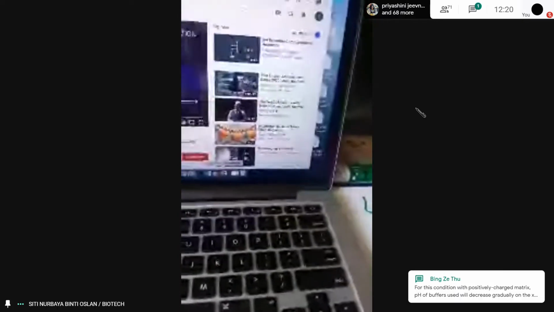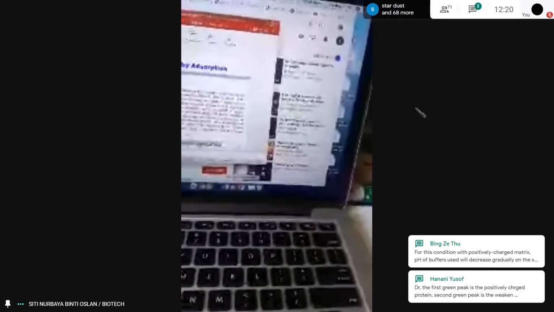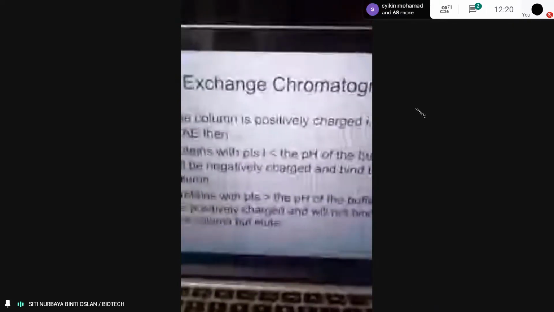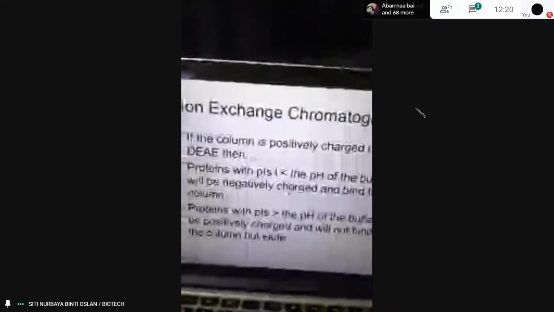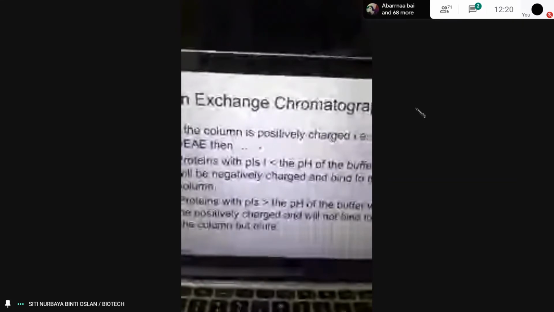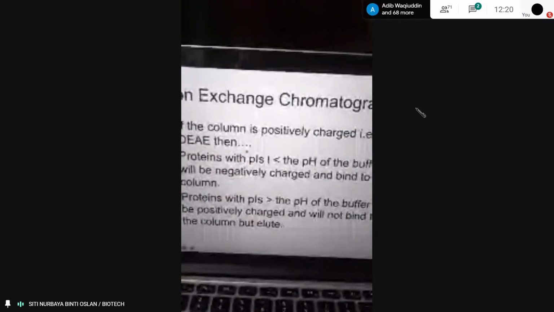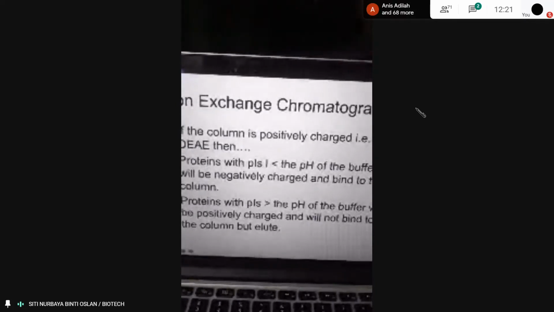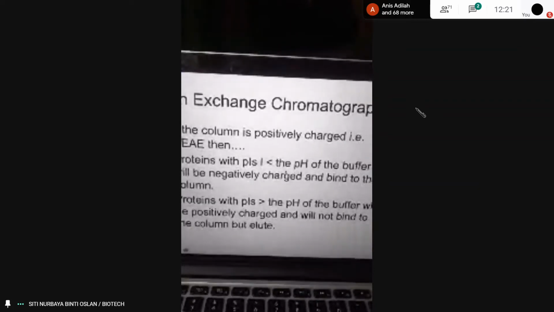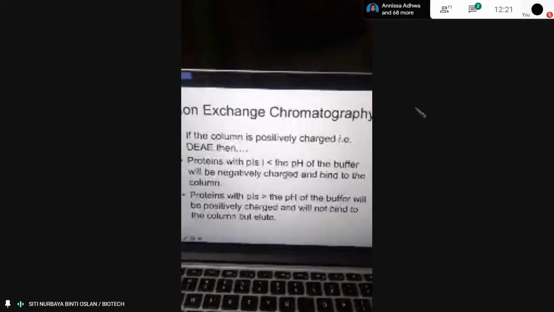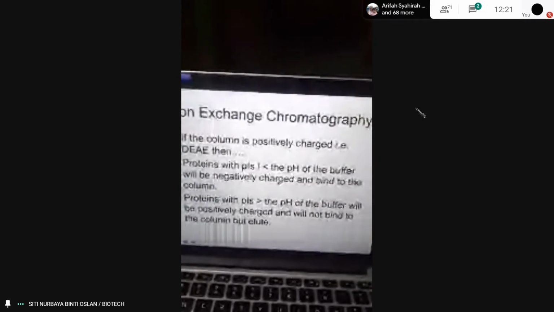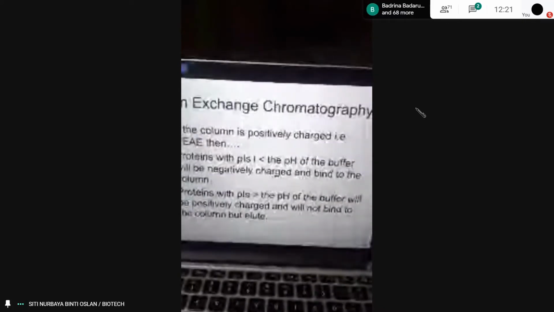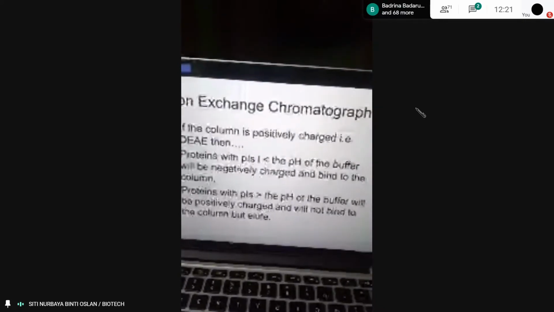Okay, so the second part. This is where if the column is positively charged, for example DEAE, then the negatively charged protein will bind to this. The protein with pI lesser than the pH of the buffer will be negatively charged and bind to the column. If the pI is higher than the pH of the buffer, it will be positively charged and not bind to the column.